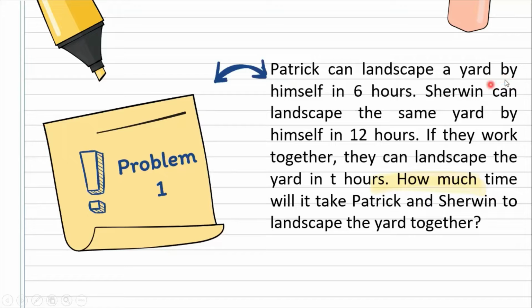Patrick can landscape a yard by himself in 6 hours. Sherwin can landscape the same yard by himself in 12 hours. If they work together, they can landscape the yard in T hours. How much time will it take Patrick and Sherwin to landscape the yard together?